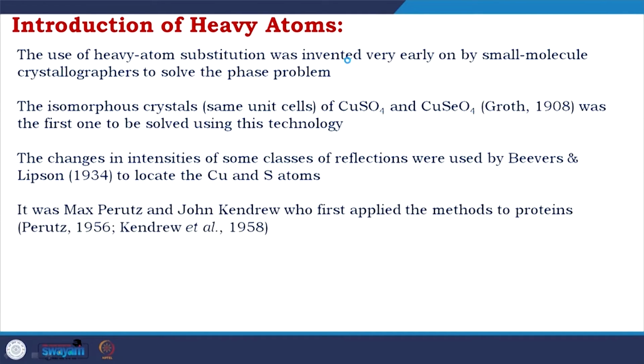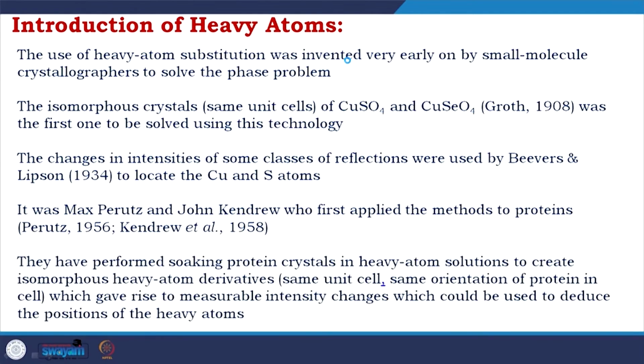It was Max Perutz and John Kendrew who first applied the methods to proteins, Perutz in 1956 and Kendrew in 1958, and I hope that you remember when we started crystallography, we talked about these two people who solved the first protein crystals. They performed soaking of protein crystals in heavy atom solutions to create isomorphous heavy atom derivatives, with the same unit cell and the same orientation of protein in the cell, which give rise to measurable intensity changes which could be used to deduce the position of the heavy atoms.